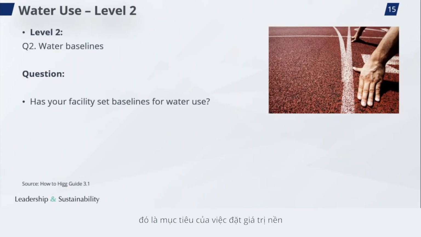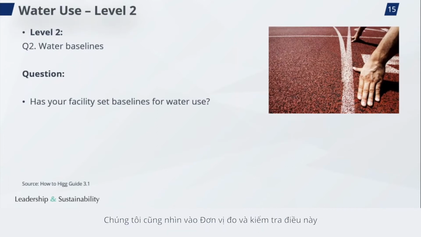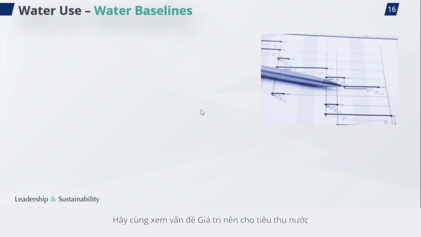And also during the verification, we will ask you to explain how your baseline was calculated. Was it absolute or normalized? We will also have a look at the unit of measure, and we will check this. So currently in the Higg.org platform, the drop-down list contains units of measure only for absolute baselines, unfortunately. But you can still add normalized values and describe how the baseline was calculated. So let's have a look at water baselines.